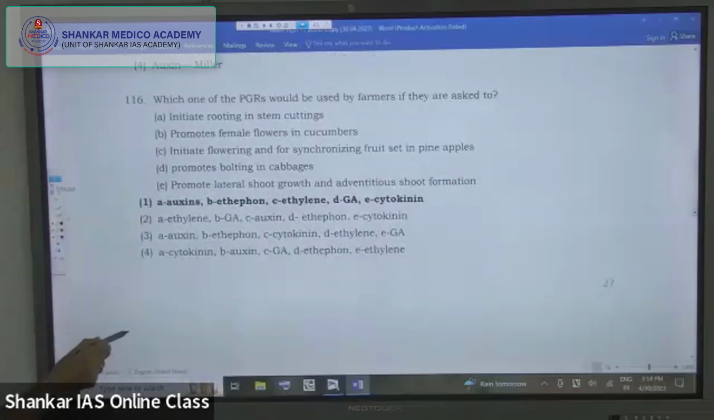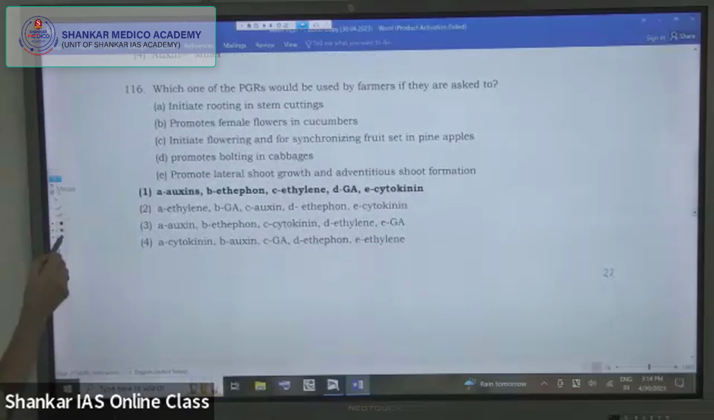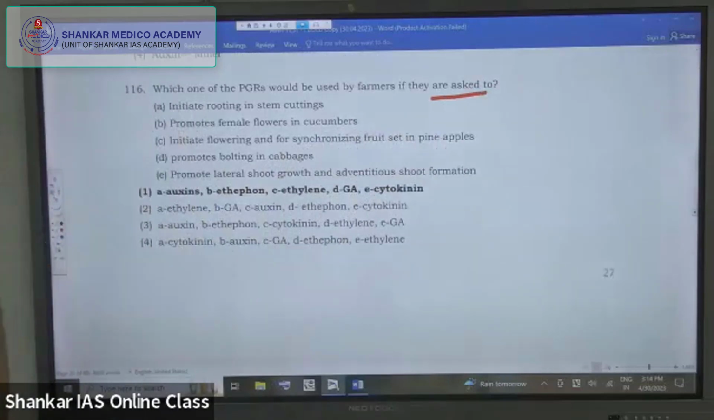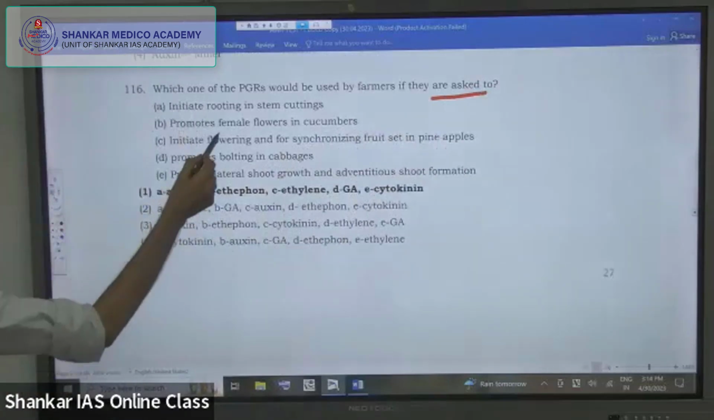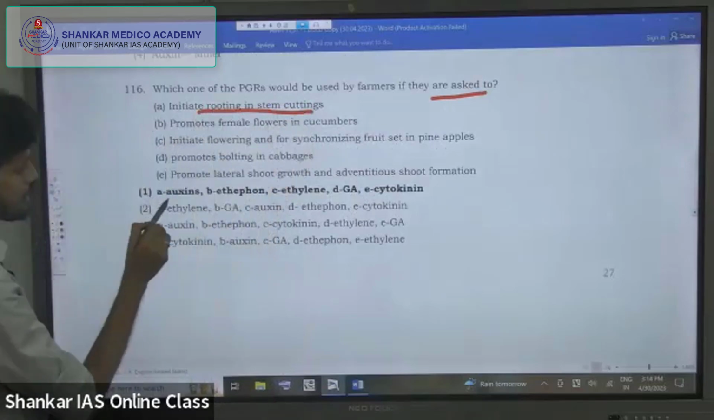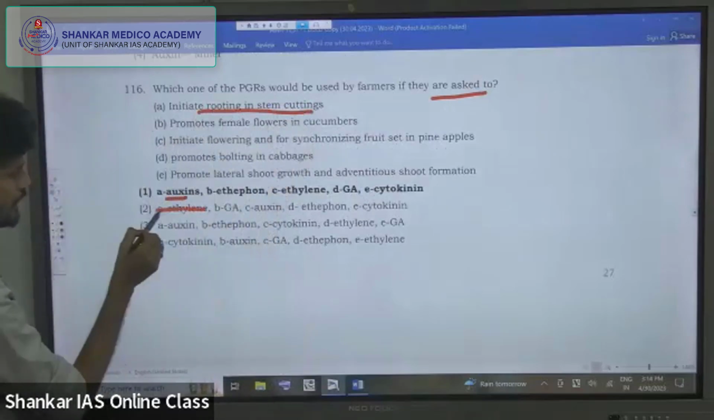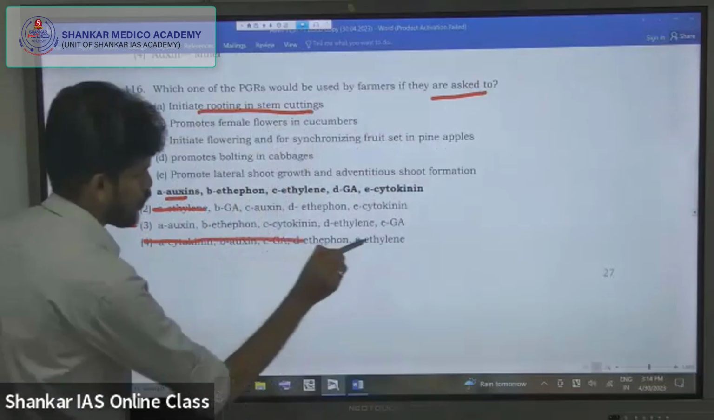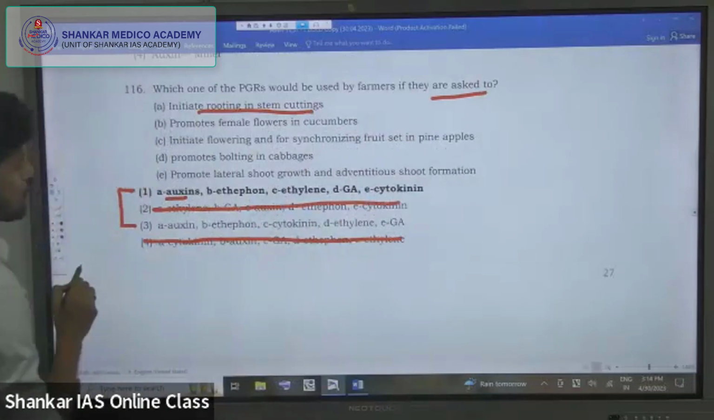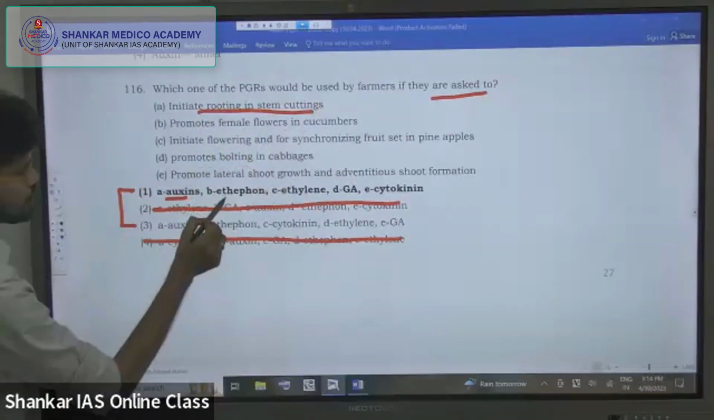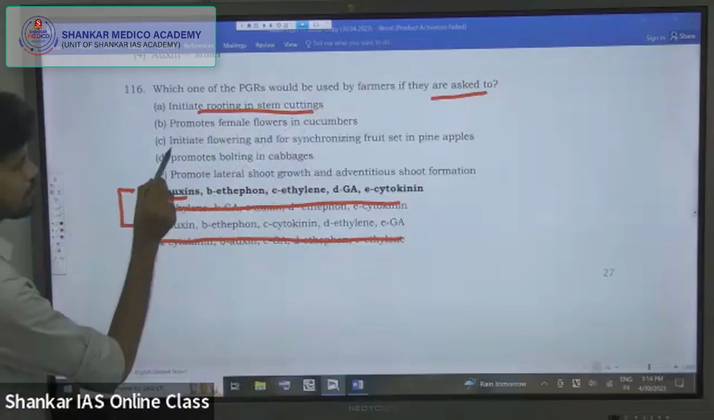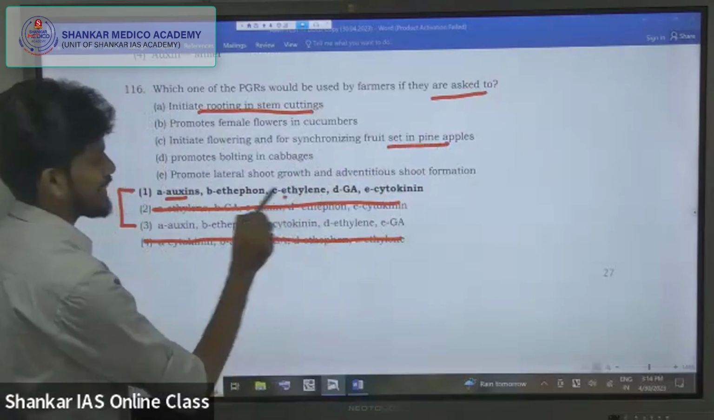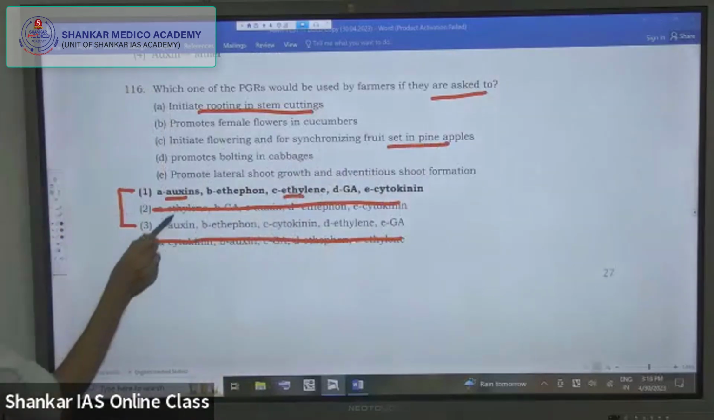And which of the following PGRs would be used by the farmers? From this you can easily identify that initiating rooting in stem cuttings will be the auxins. It should not be ethylene, so you can easily eliminate option 4 and option 2. Then female flowering in cucumbers will be the ethephon, so these two will be the same. And initiating flowering and synchronizing fruit set in apples will be the ethylene.